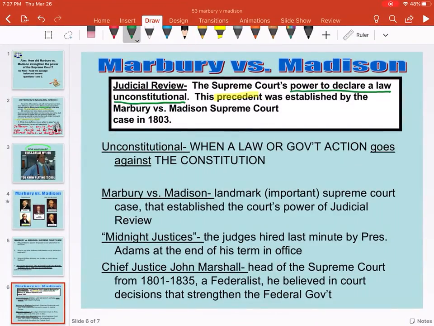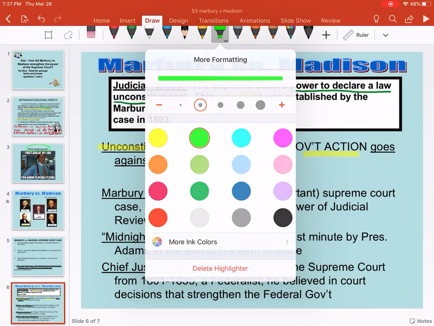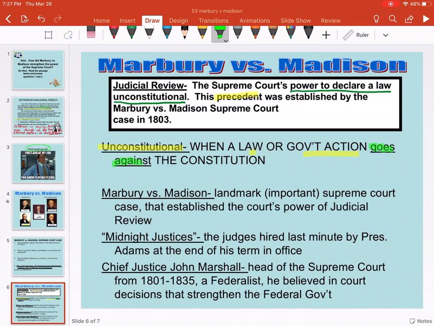Now, I want you guys to get working copying these definitions, so let's go one by one. The first new key term is unconstitutional. When something is unconstitutional, it is a law or government action that goes against the Constitution. When you see that prefix un, you know that means no, it doesn't. It goes against, it doesn't agree. So something that is unconstitutional goes against the Constitution.